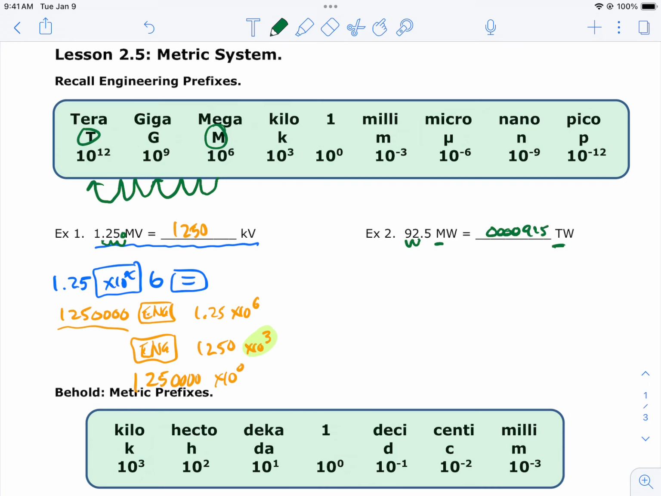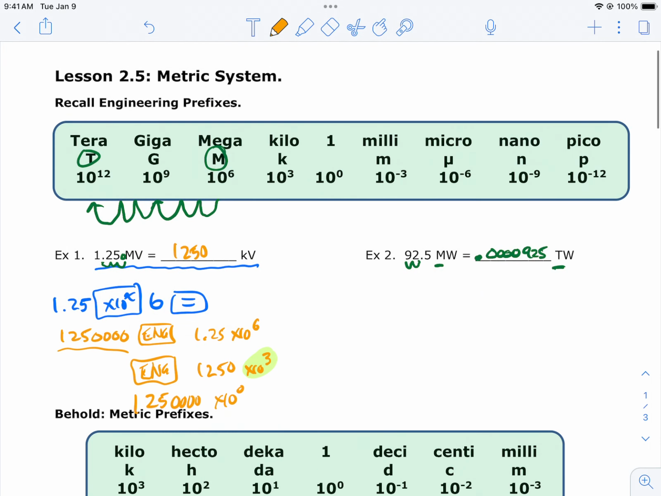9, 2, 5. Oh boy, this is hard to write with this thick old pen. I got 4 zeros, okay, and then the decimal's going in front of that, right? And you can always just verify, make sure it looks right. So to get from tera to mega, I would go this way by 6. 1, 2, 3, 4, 5, and I would get 92.5, which is correct. Good. You can always double check yourself like that.